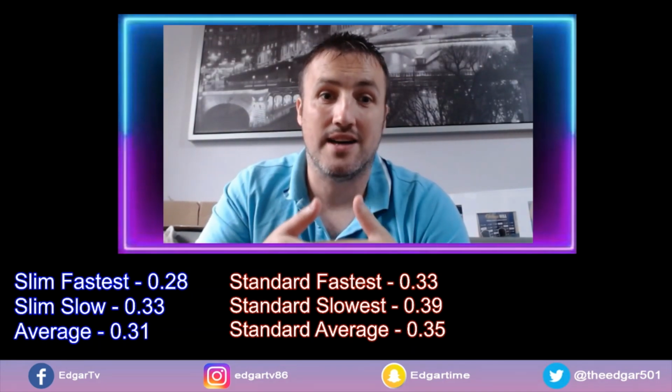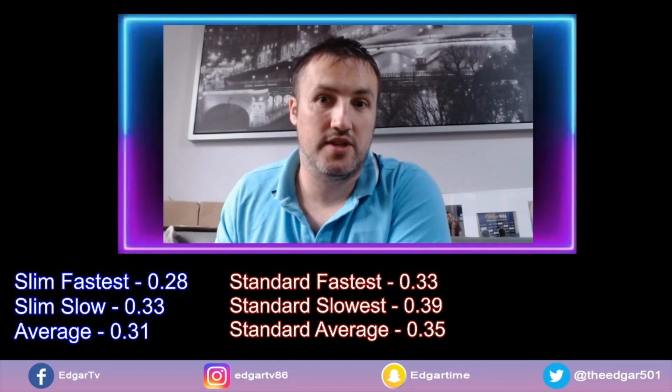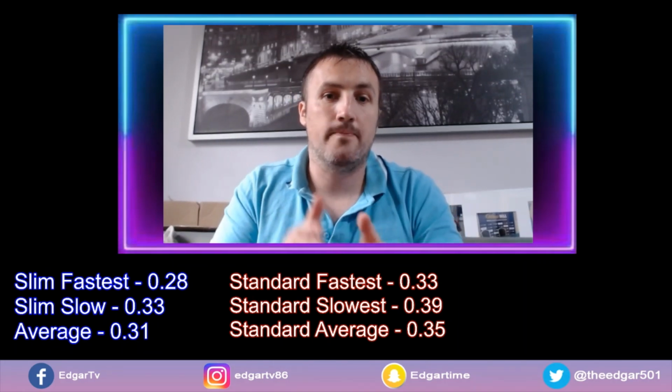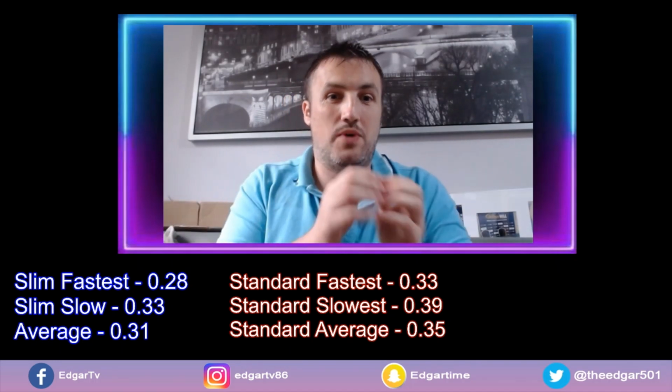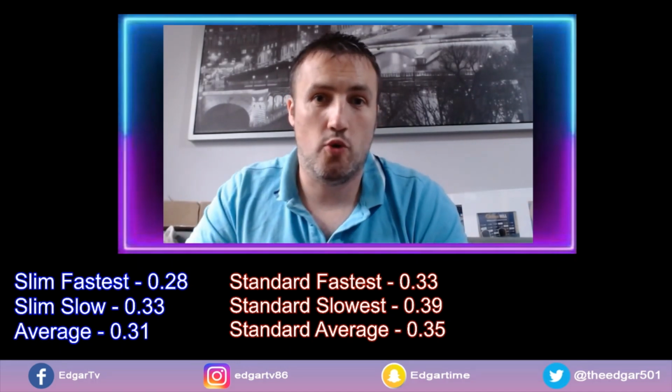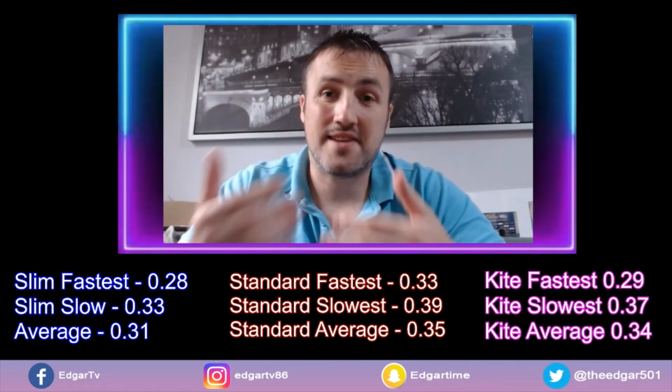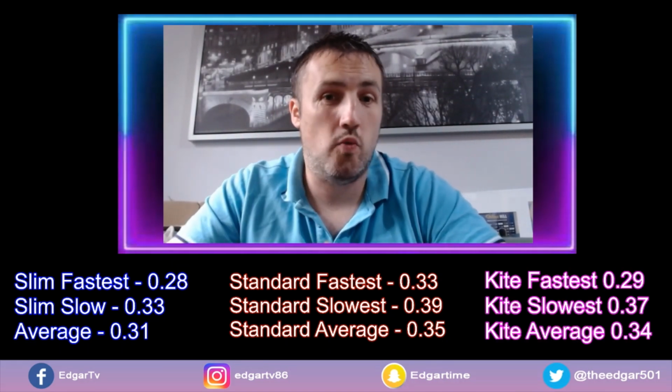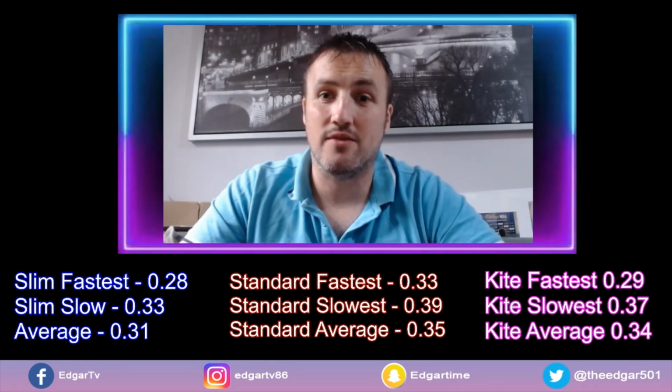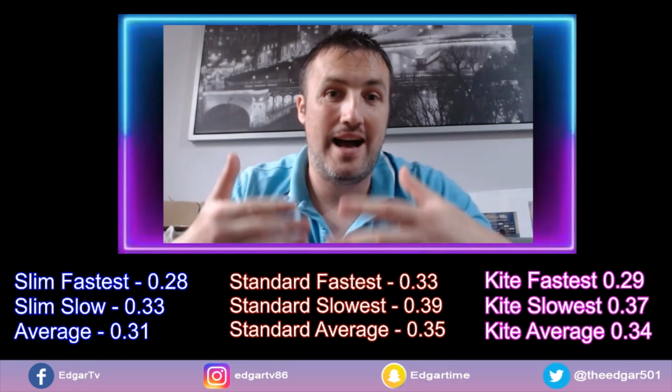Standard flights. The fastest time was actually the same as the slowest time for the slims, 0.33, with the slowest time being a 0.39. Much bigger difference there, with an average of a 0.35. Kites had the same potential really to get a little bit of whip on them, almost managed to get them as fast to the board as with the slims.